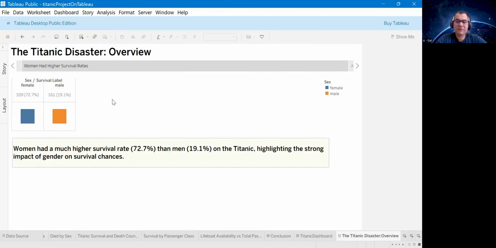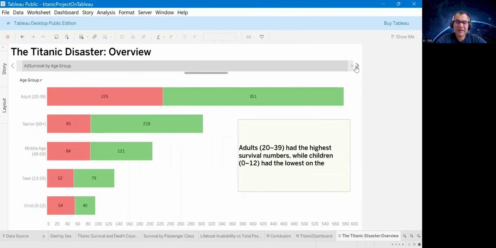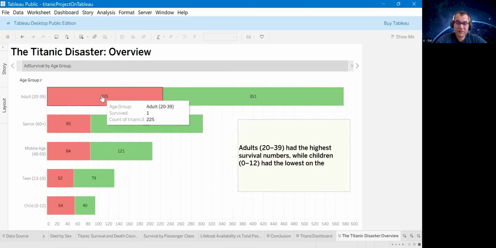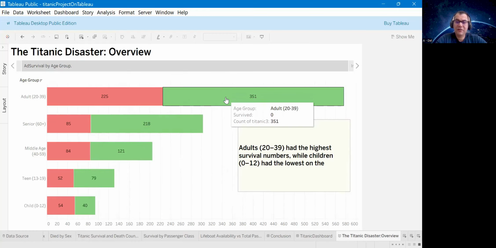On the other hand, I divided the age into 5 groups to make it easier instead of going through each individual age. So that makes it easier for me. The red color in this bar chart shows who couldn't survive. The green color explains who could survive.